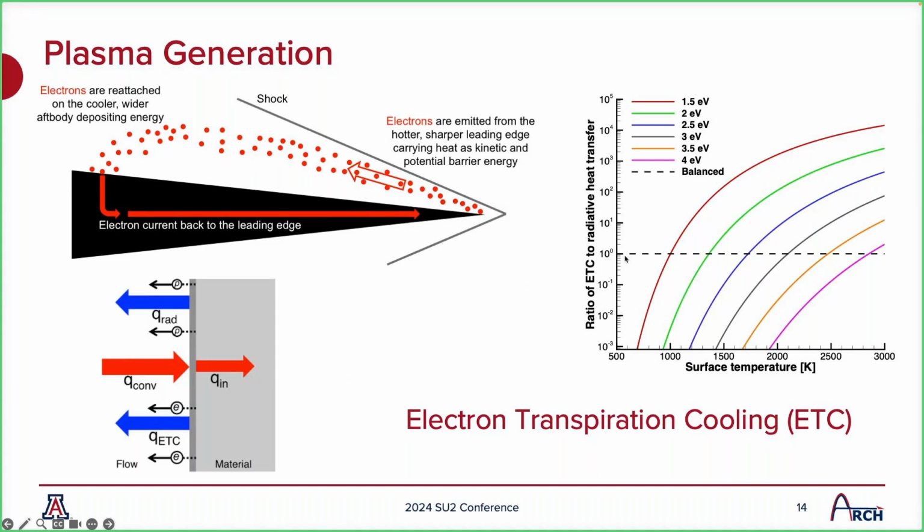So this is a comparison of ETC to radiative heat transfer. You can see that with a low work function material, meaning it doesn't take much energy to emit an electron, it becomes really effective at high surface temperatures. This black line shows where it's just as effective as radiative cooling. I'll note that ETC complements radiative cooling as well.